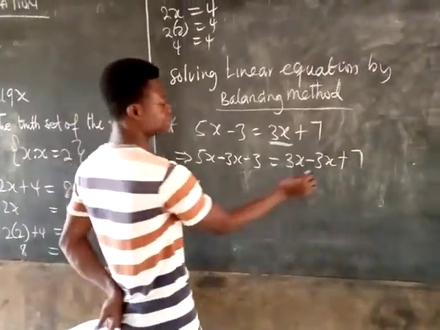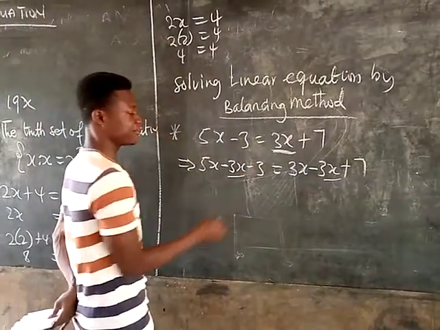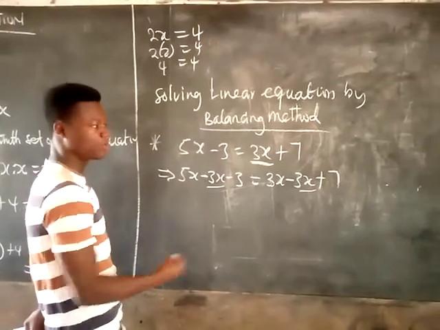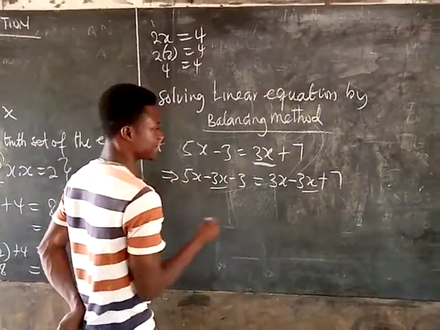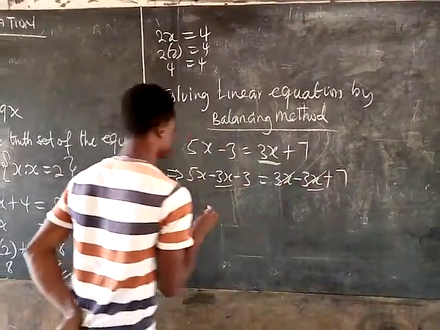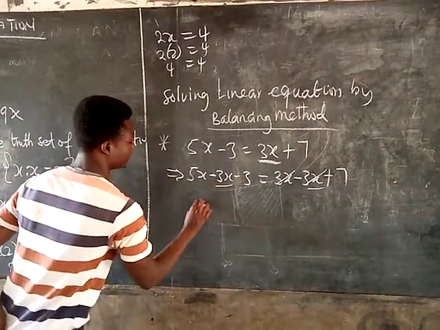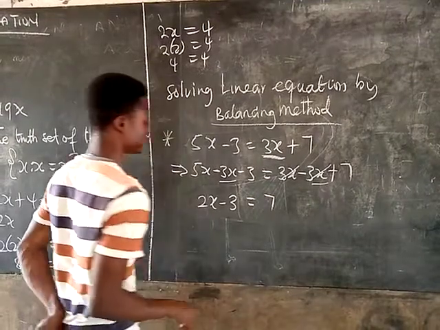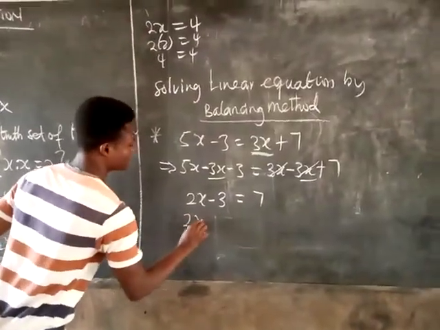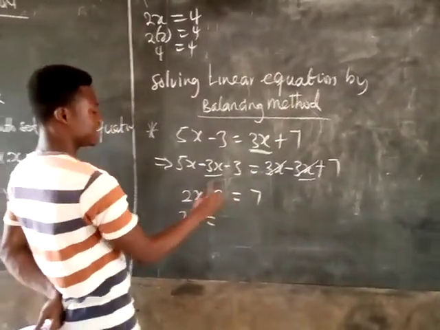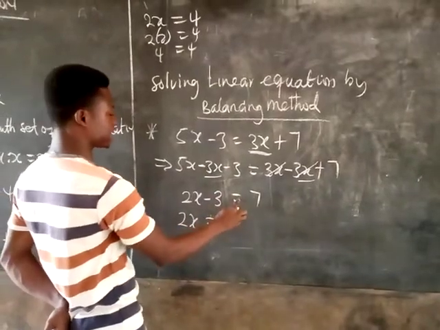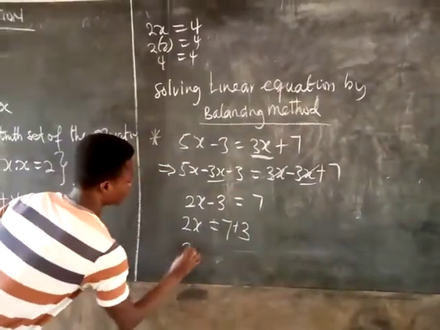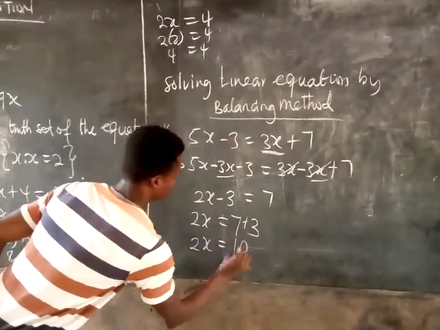Now we subtracted 3x here and subtracted 3x here. We are maintaining the balance because we did the same thing on both sides. So 3x cancels 3x, and 5x minus 3x gives me 2x minus 3 is equal to 7. So I have 2x is equal to 7, and negative 3 crossing the equal sign becomes plus, so we get 7 plus 3. My 2x is now equal to 10.